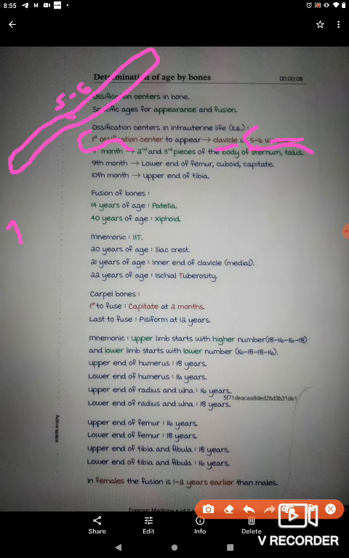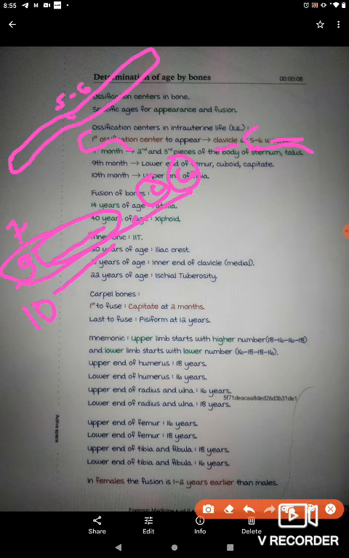Then at the 7th month, at the 9th month, and at the 10th month. At the 9th month, at the lower end of the femur, and at the 10th month, the upper end of the tibia appears. At the lower end of the femur, we will remember CC: cuboid and capitate ossification centers also appear at the 9th month with the lower end of the femur.